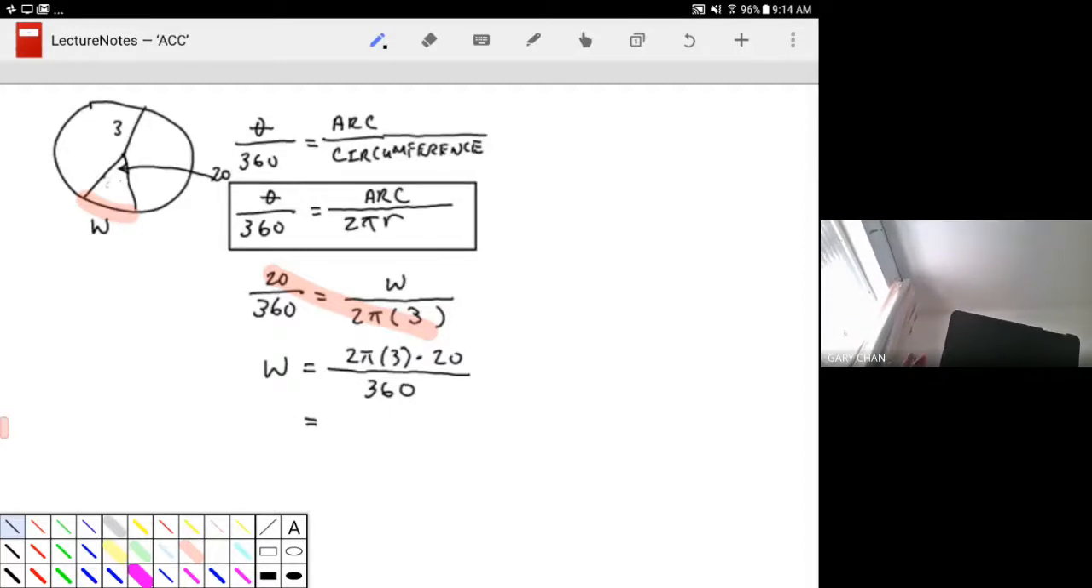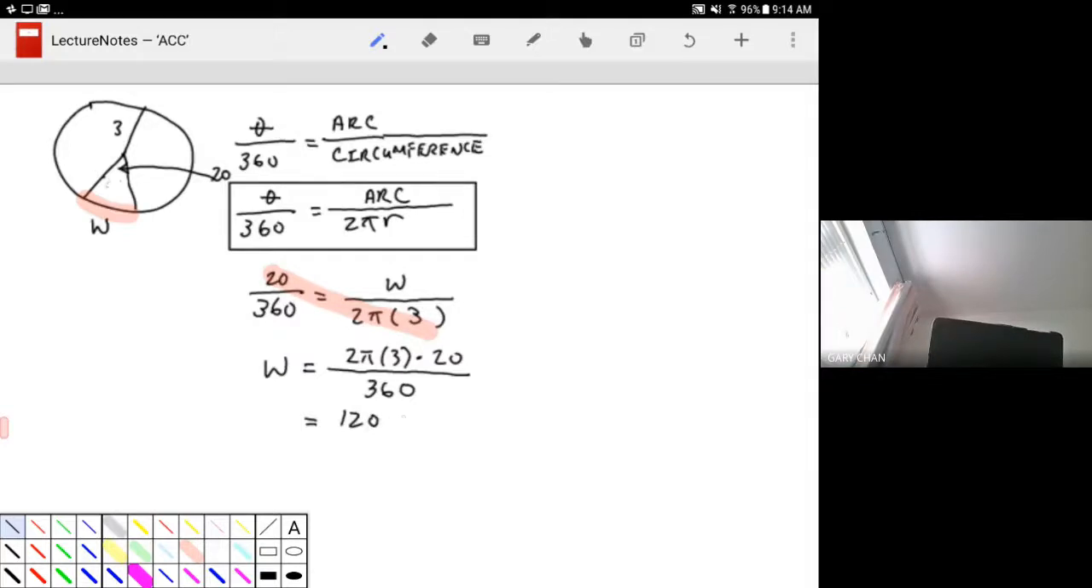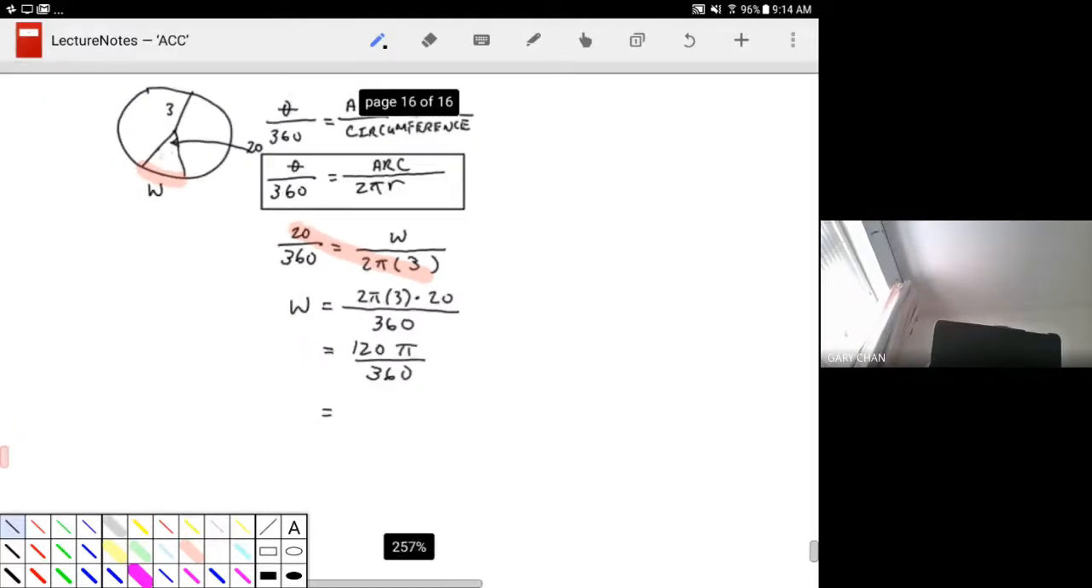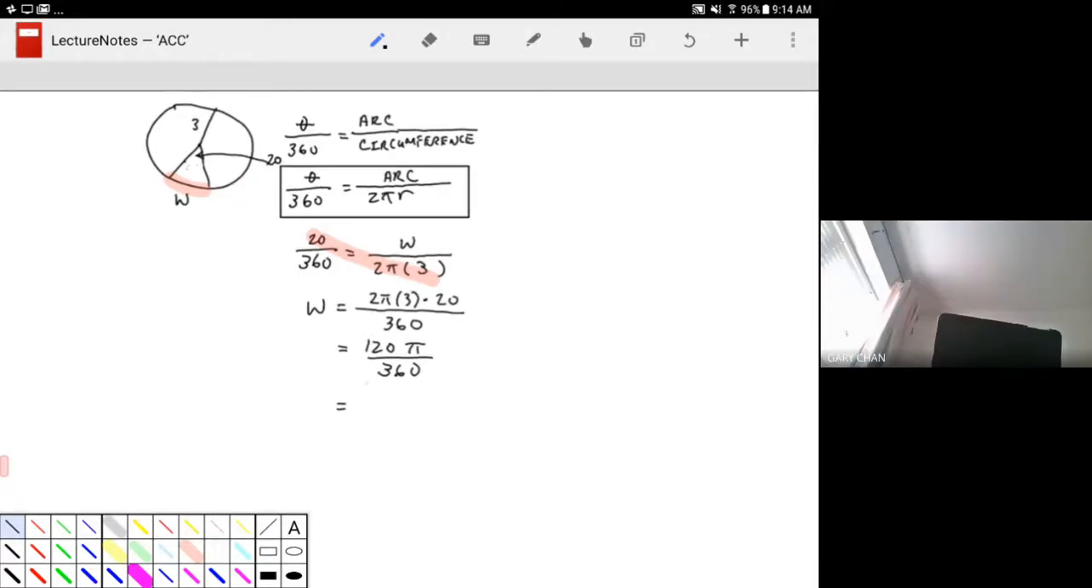So if you look at this, 2 times 3 times 20, what is that? That is 120. So I'm left with 120 pi over 360. And just to simplify this a little further, what is 120 over 360? Is there a common factor between the two? Can I reduce that fraction? You can turn it to 1/3. I can turn it to 1/3. Beautifully, nicely done. So this is pi over 3. So W is equal to pi over 3. That is how you are going to get to your answer there.